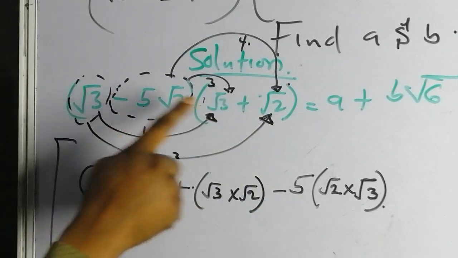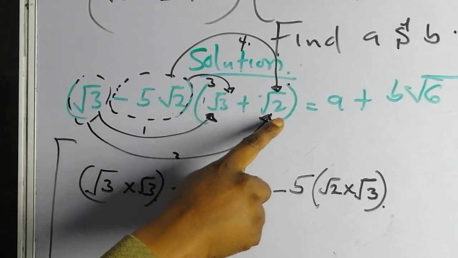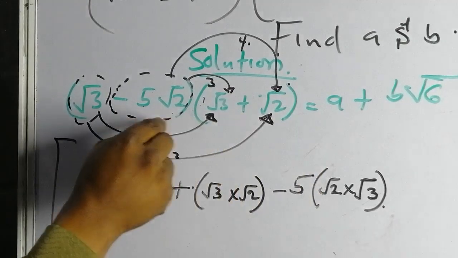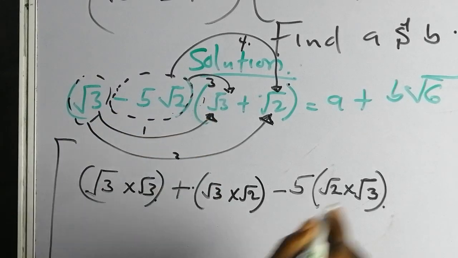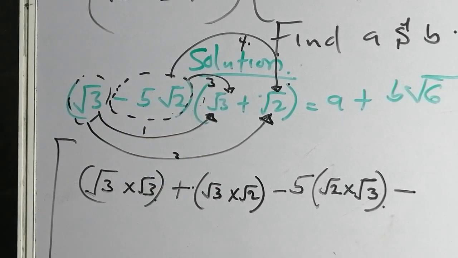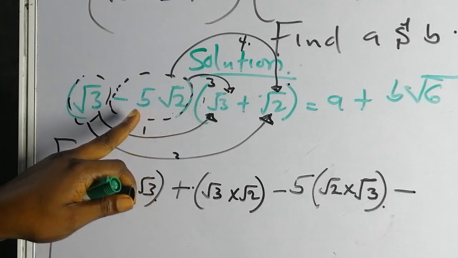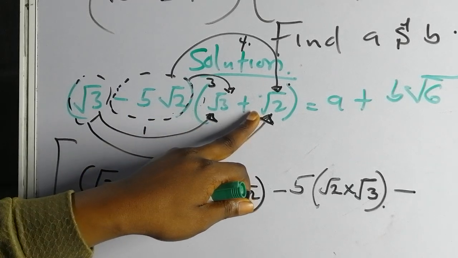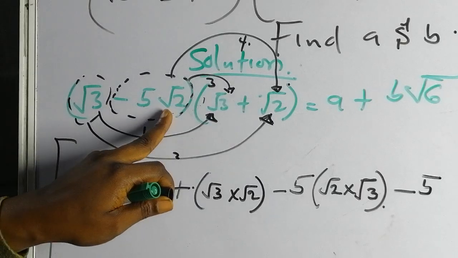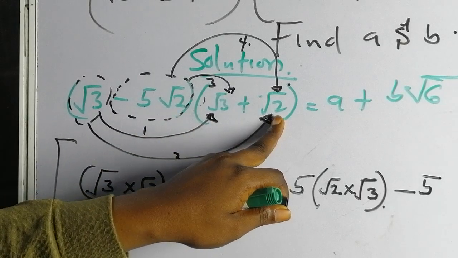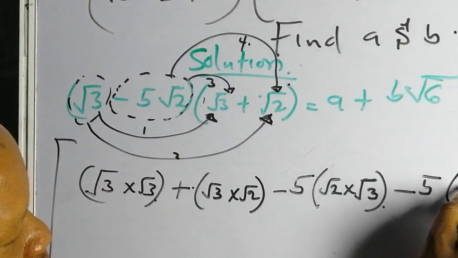Multiply minus times plus. Don't forget, I've told you, the sign on the right hand side is the owner of this. Minus 5 root 2 is the owner of this sign. Minus times plus is minus. And what do we do here? Outside here is 1, so 5 times 1 is 5. What is the inside here? Root 2 and root 2. So we say root 2.